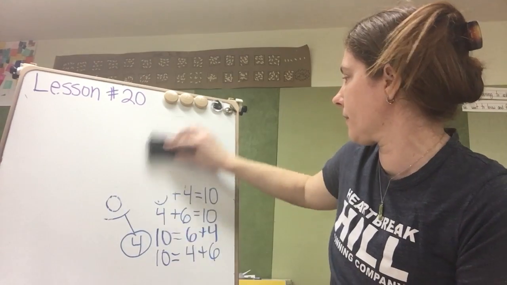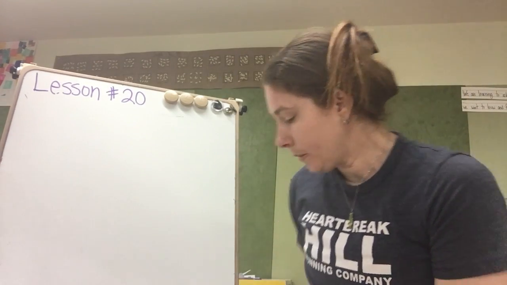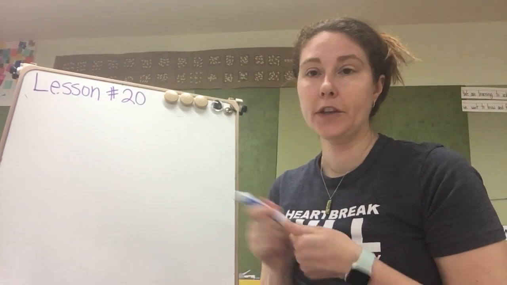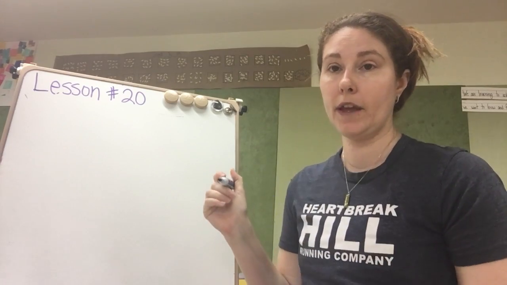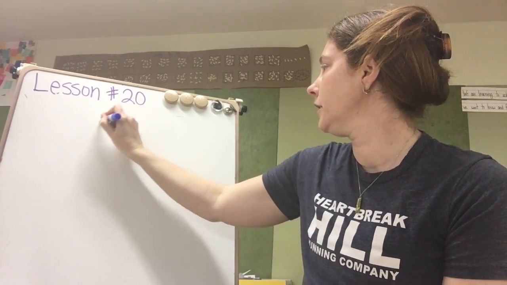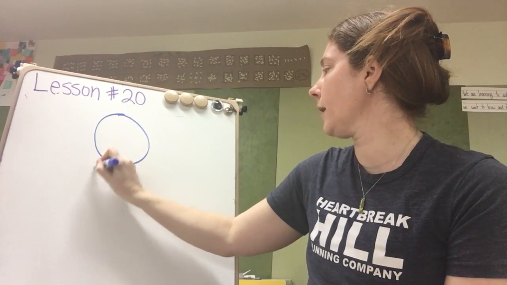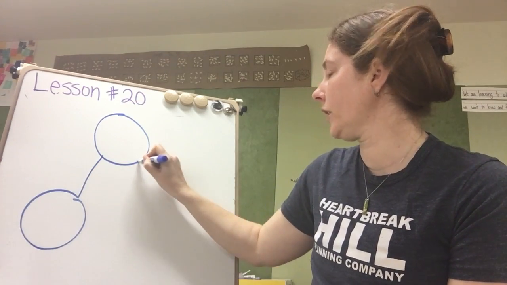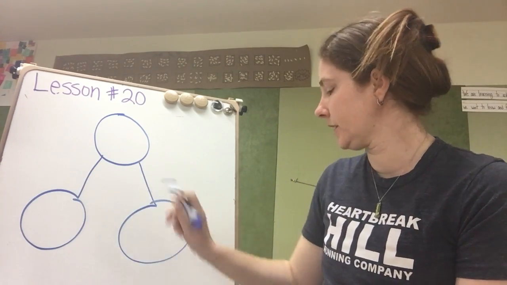Let me erase our word problem. And I'm going to draw a number bond. So if you have a number bond handy, that'd be great. If not, you could just draw one. So I'm going to draw a freeform number bond, trying to draw it a little bit bigger so you guys can really see it.